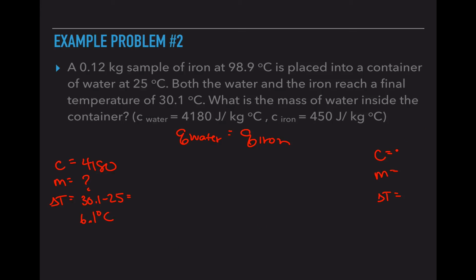Now over on this side, my C of my iron is 450, which is given right here. The mass of my iron is 0.12 kilograms, which is given in the first sentence. And the delta T of my iron is 30.1 minus 98.9, which is a value of 68.8 degrees Celsius. Right now I'm not worried about the positive or negative aspect of that, because one of these Q values technically should be negative. This iron loses energy, so that's going to cancel the negative out, but right now I'm not super concerned.